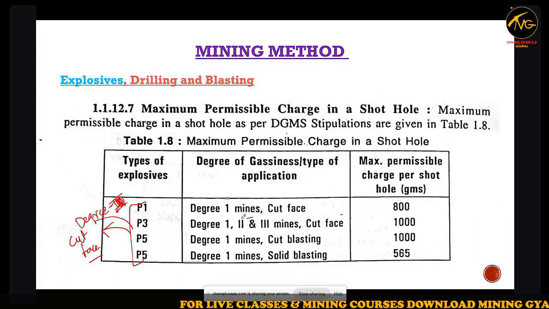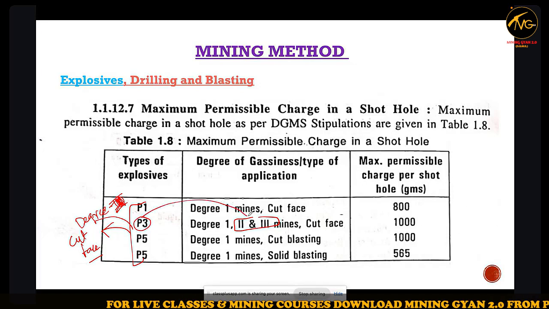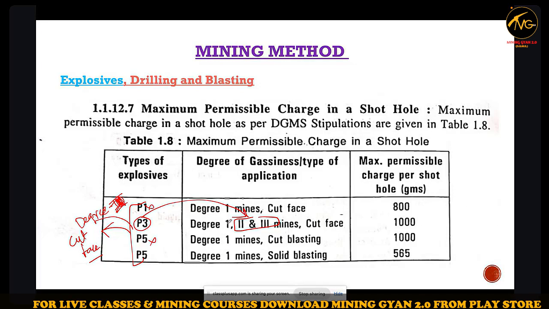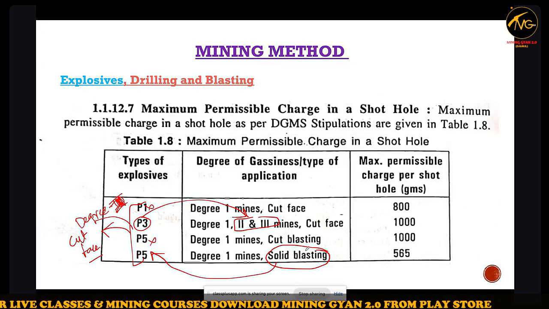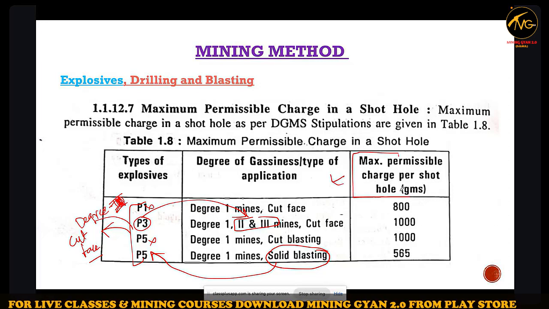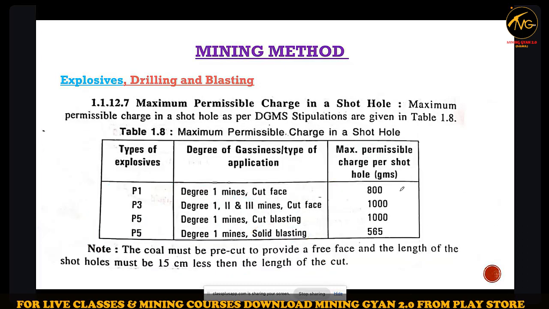For only degree 2 and degree 3, which type of explosive we use? P3. P1 and P5 is not used for degree 2 and degree 3. For solid blasting, which type of explosive we use? P5. So this type you have to mug up, and this is the maximum permissible charges: 800, 100, and 565.